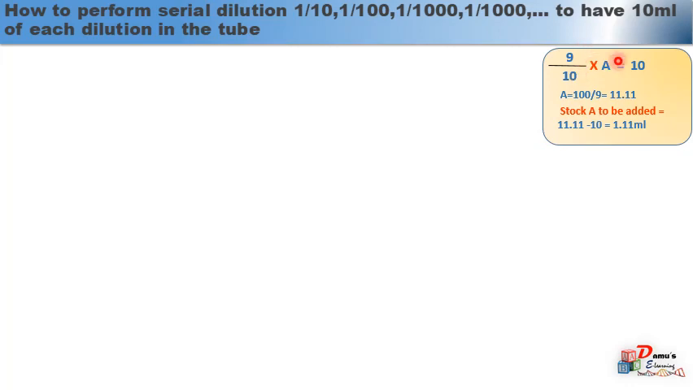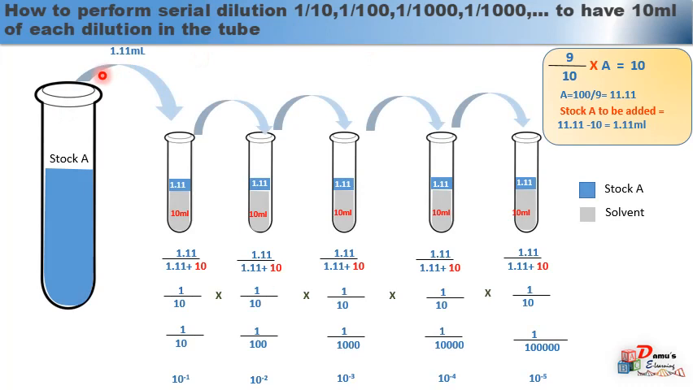So whatever will be remaining is equal to the amount of solvent. So to calculate, we have to do 9 by 10 into A should be equal to 10. Then we will find A, which is A equal to 100 by 9, which is 11.11, which means the total volume will be 11.11. Now to know the amount of stock that should be added to this 10 ml, we have to subtract 10 from 11.11, which is 1.11 ml. So this is how we will be doing it.